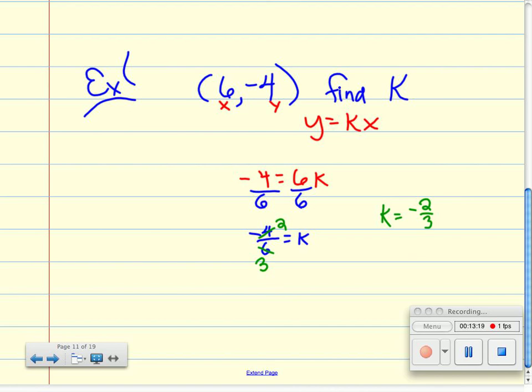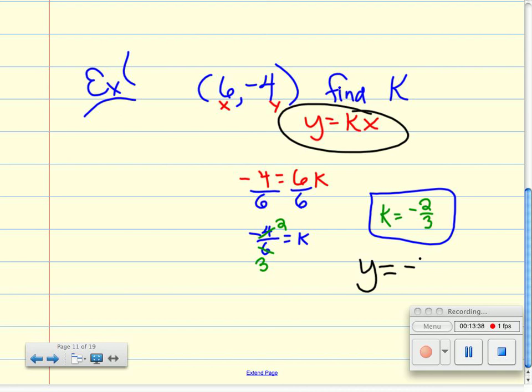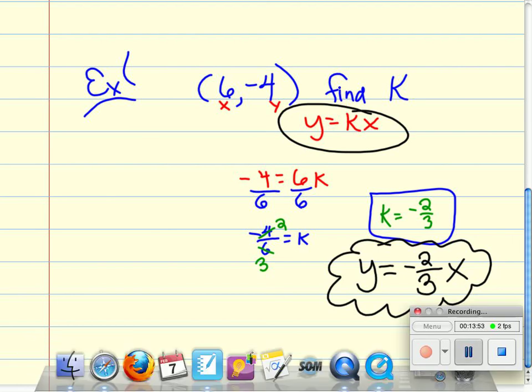My last step, what many students do, they get to this point and say, yay, I'm done. Not done yet. You have to go back to this formula, y equals k times x, because now I have my k. So now I go back and say y is equal to negative 2 over 3 x. Now I am done. And that is my direct variation equation. So I just made the equation of this line.